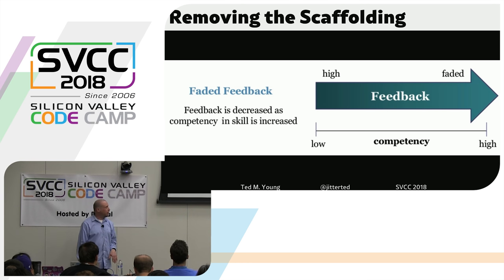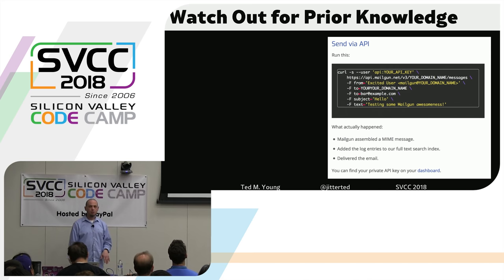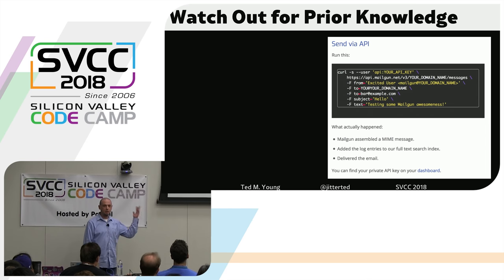So, watch out for prior knowledge and too much information, too much cognitive overload. This is a perfect example of the problem. This is taken from a send mail example, Mailgun. If you are new to this, I happened to be just looking at this API, and I thought, oh my God, I have no idea what some of this is talking about.